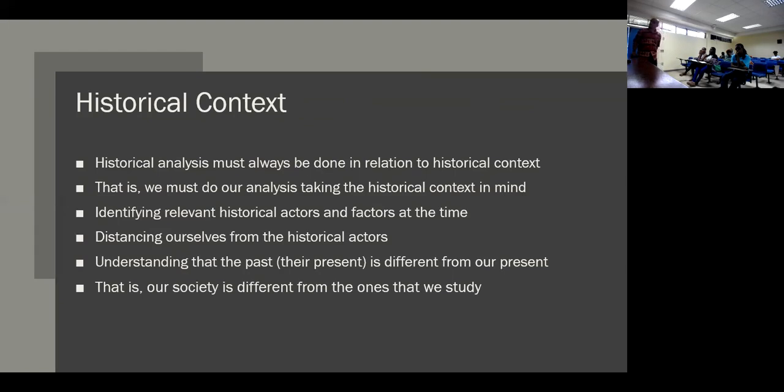But in conducting this historical analysis, of course, we need to be aware of the historical context, something that is very relevant to the historian. This is perhaps, to me, along with change and continuity and chronology, one of the things that differentiates historical writing from other types of writing. When I read things that talk about the past, one of the things that I see is that the historical context is not taken into account.